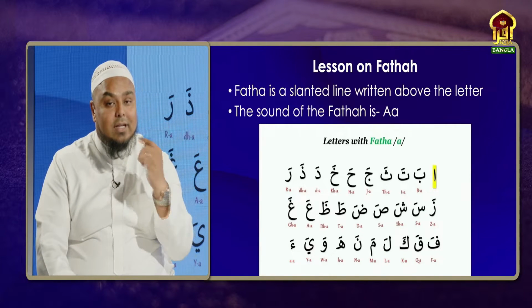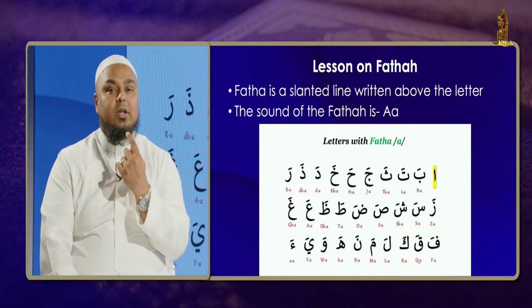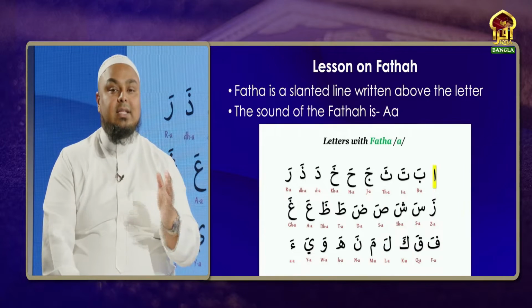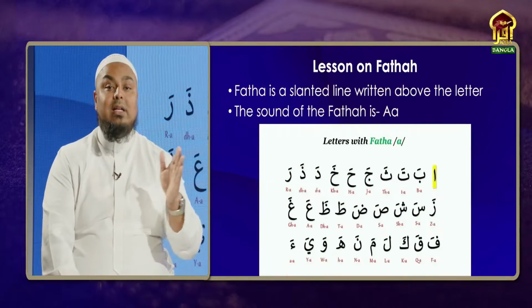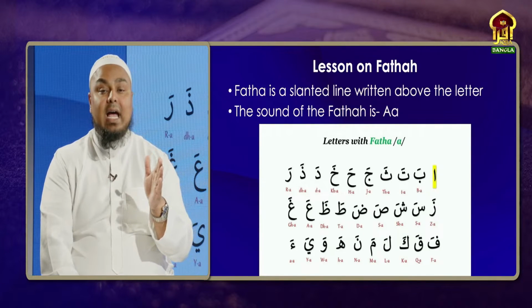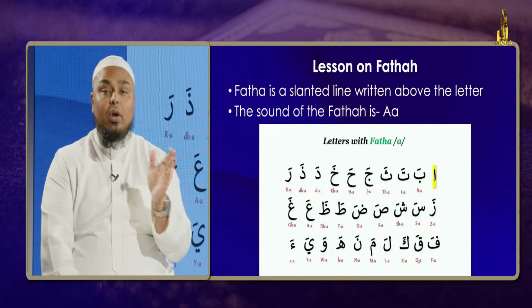Kha is a heavy letter, so we're going to make the R sound. So we're going to say kha. So we say it like this: a, ba, ta, tha, ja, ha, and then kha, da, tha, and then ra, za, sa, sha. All of the letters we're saying like this.